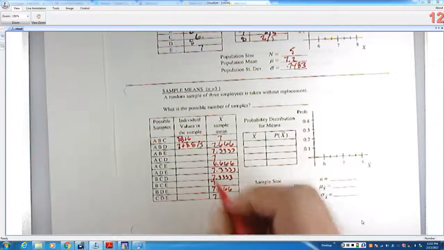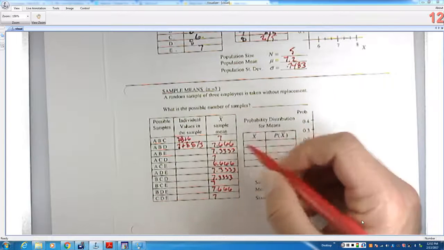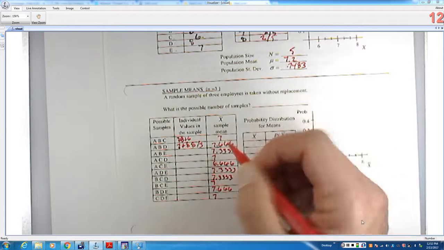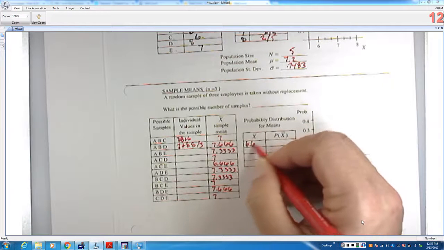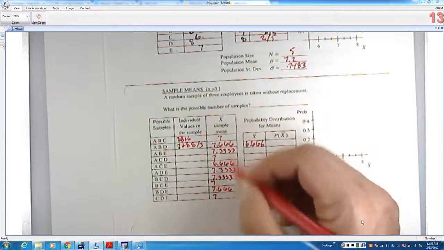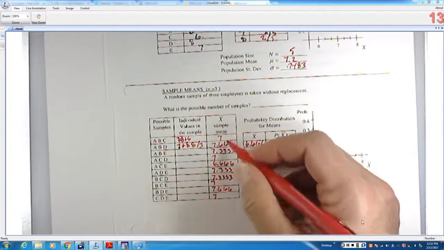Okay. So we get all these numbers. Now what we have to do here is find out what's in common. We have a 6.666, right? One of those means. Our next mean is what?